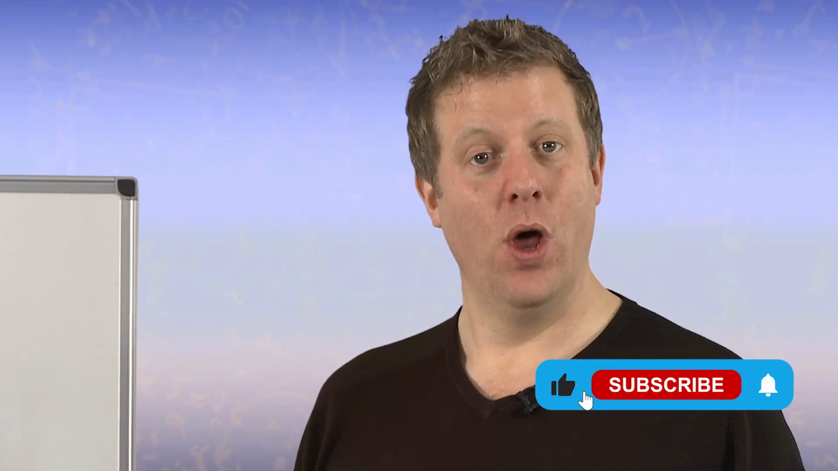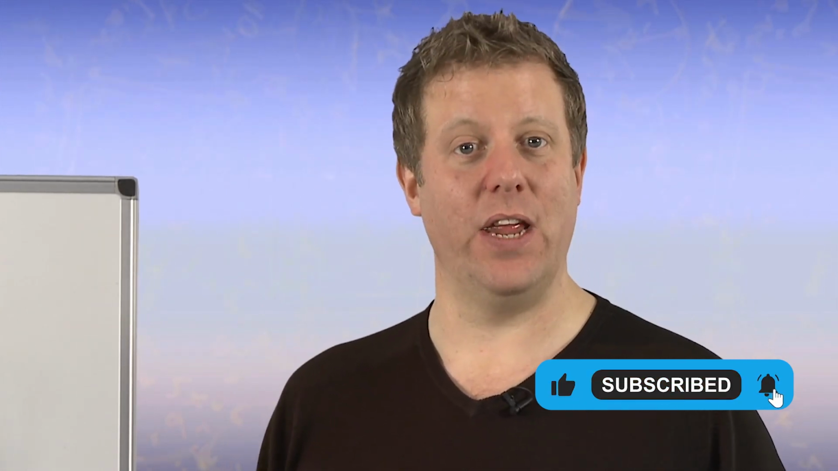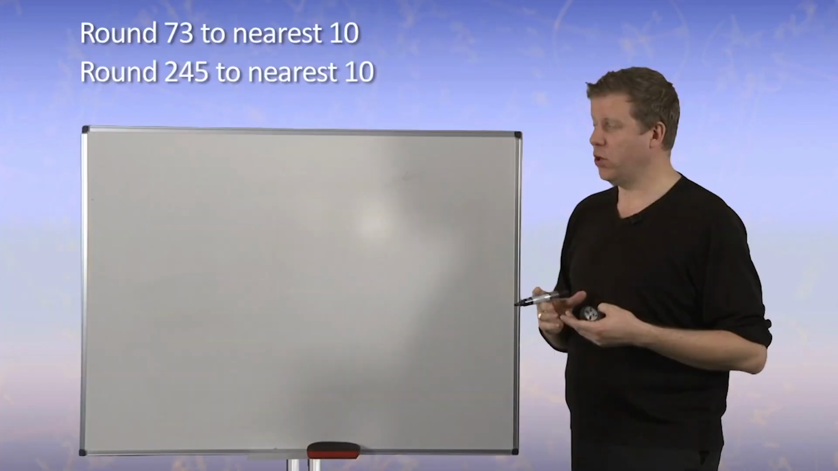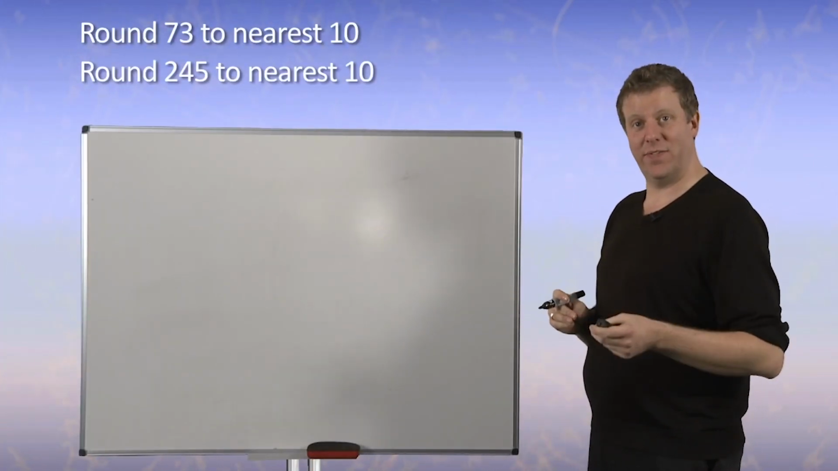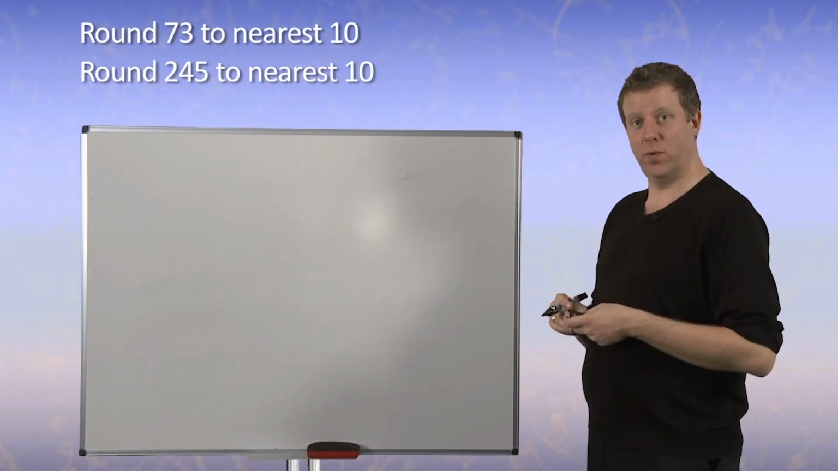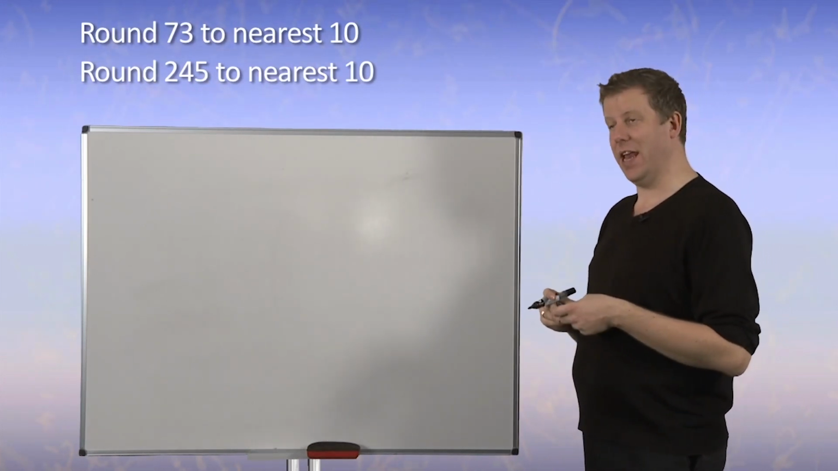Now later on we'll be looking at decimal numbers, but for now we're going to be looking at how to round to the nearest 10, 100 or 1000. So if we take a look at the first two examples on the board here, it's asking us to round 73 and then 245 to the nearest 10.